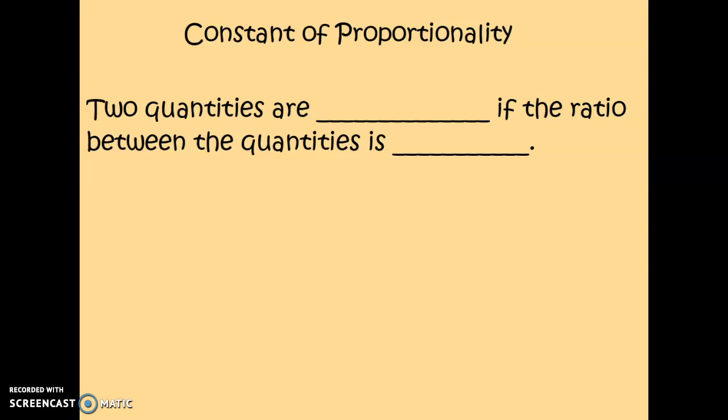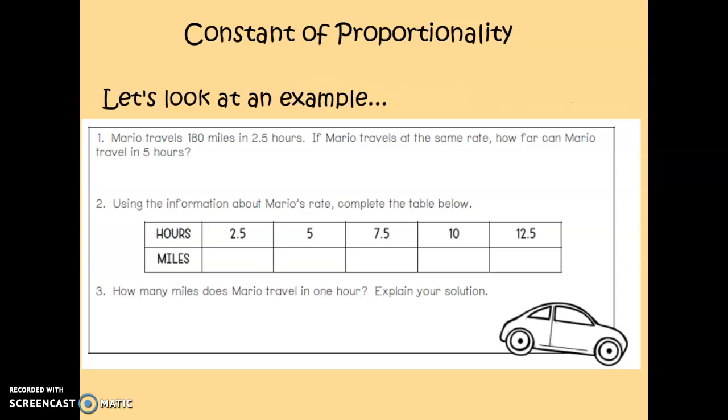Good morning. Today we're going to talk about constant of proportionality. So we're still going to be working with ratios, but now we're going to be working with more than one ratio at a time. So two quantities are considered to be proportional, so you guys can fill that in if you've printed this out, proportional if the ratio between the quantities is equal. Okay, and we're going to talk about what that means to have an equal ratio.